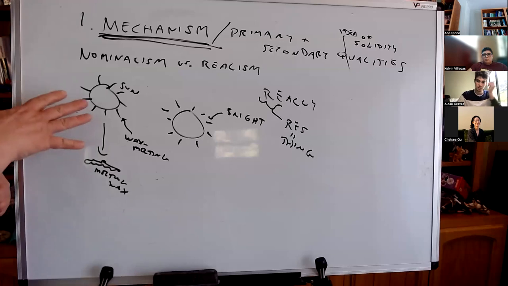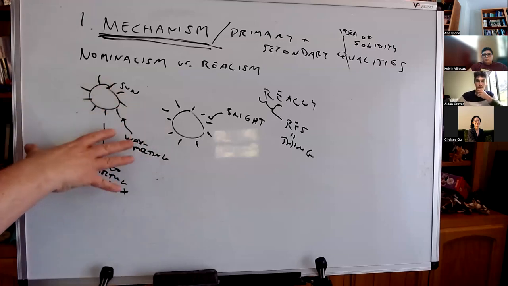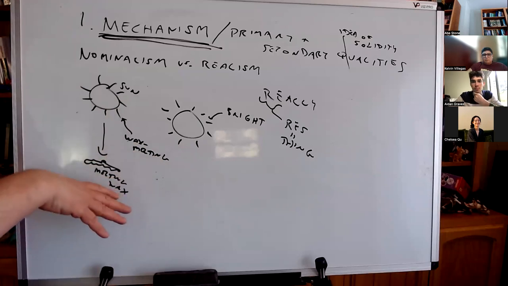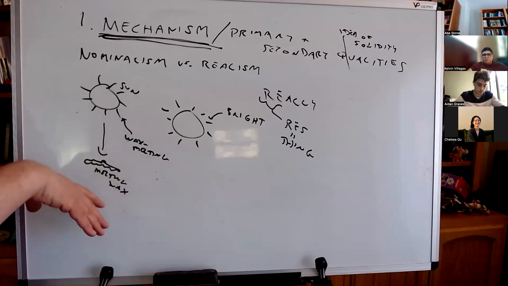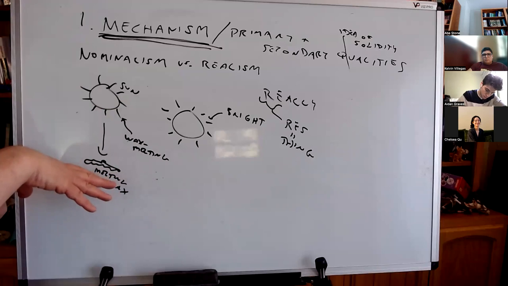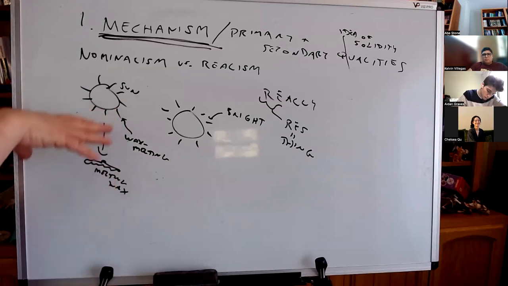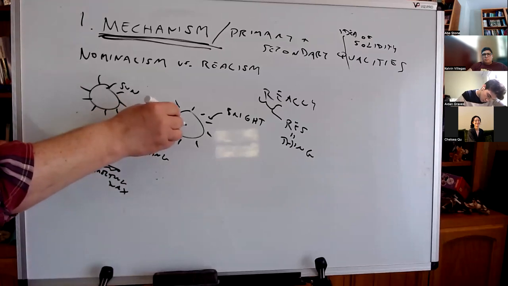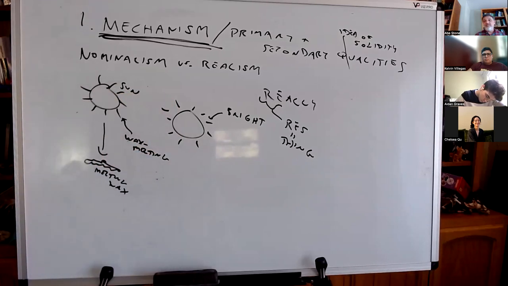So what I'm getting at is, as a first pass at this, what you might think is that denominating something from its effects is not denominating it based on anything that's in it. Whereas denominating something from its intrinsic properties is denominating it based on the thing that's in it.